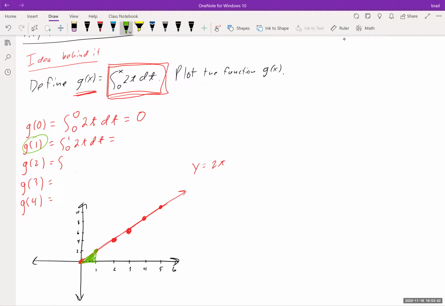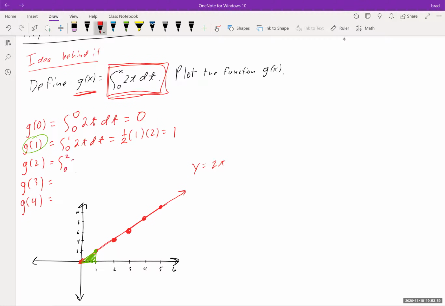Now how do we find the area of that triangle? Well, it has 1/2 base times height. Well, the base is 1, and the height is 2. So we get 1. So that's how I got 1 that last time.